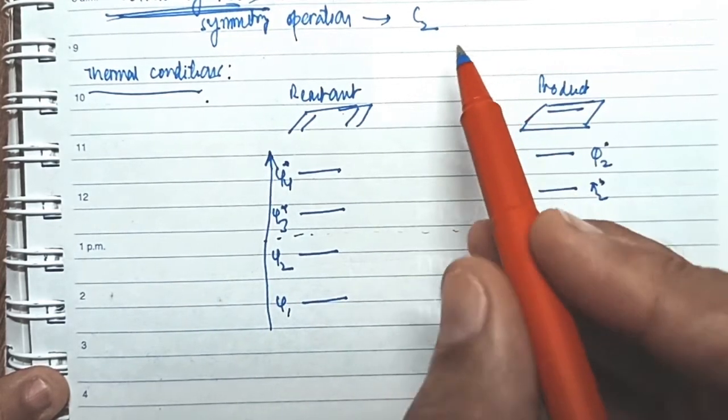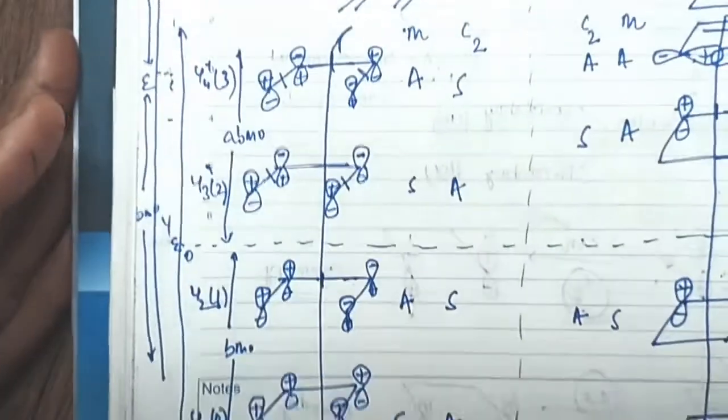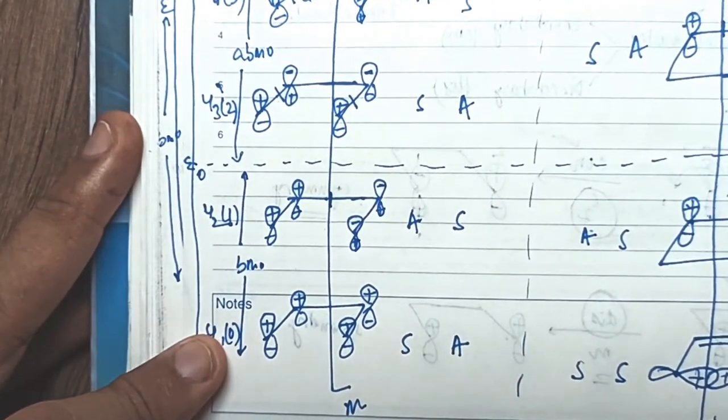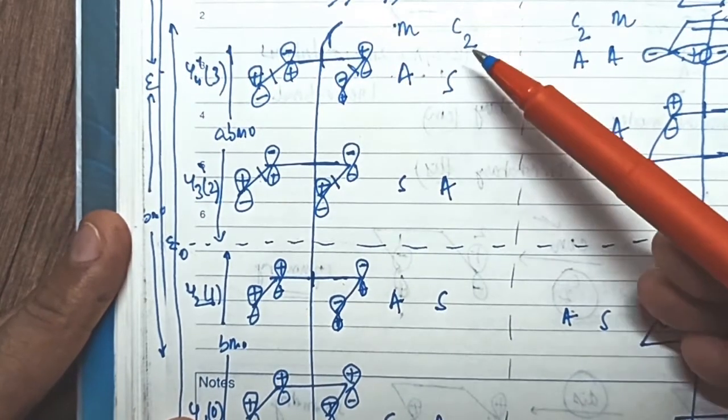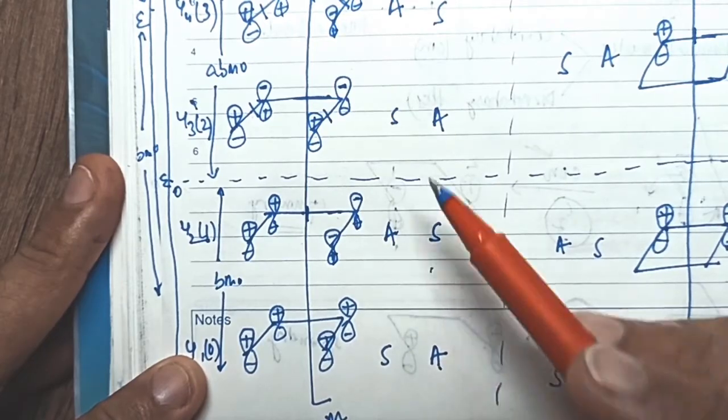Which symmetry operation has to be chosen? C2. And corresponding to C2, if you remember, let me remember, corresponding to C2, what was the symmetry of the product? When I'm taking the reactant, that is the butadiene system, the lowest orbital was antisymmetric, symmetric, antisymmetric and symmetric. So the shape of the orbital is something like this.